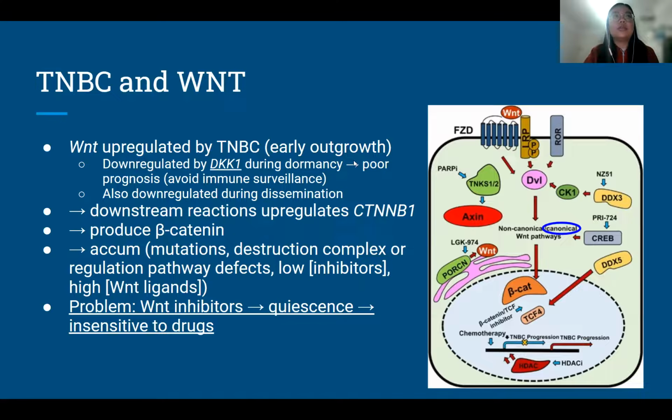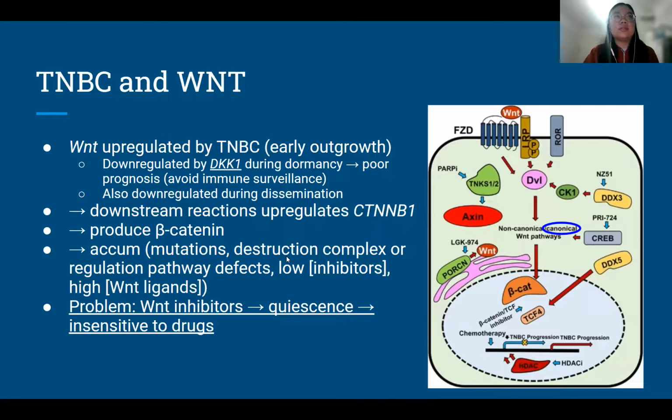Another side note is that triple negative breast cancer, TNBC, usually has a poor prognosis. It's hard to diagnose at an early stage because the Wnt factor is actually downregulated during dormancy, meaning during the early stages. This downregulation can help it avoid immune surveillance, but that also means that we don't really know if you've got the cancer or not until later stages when the cancer is spreading.